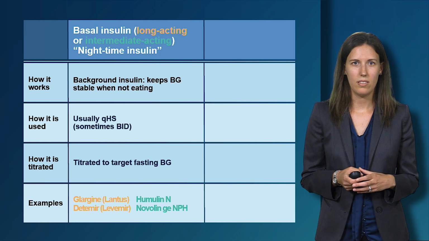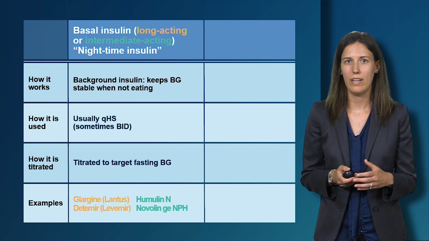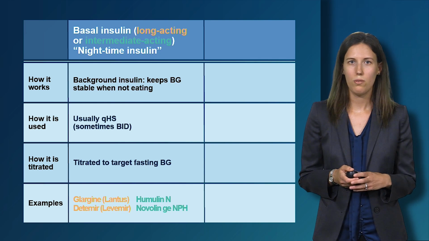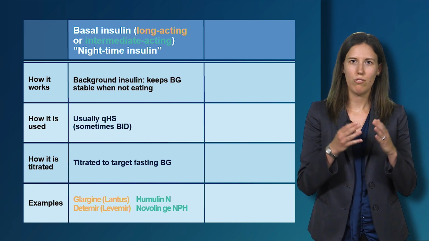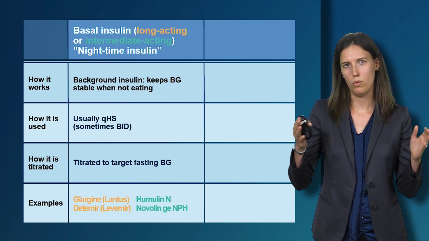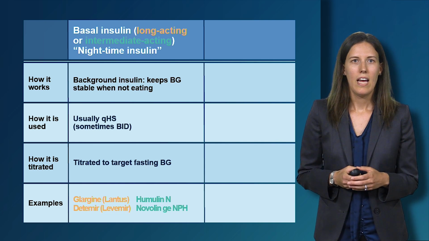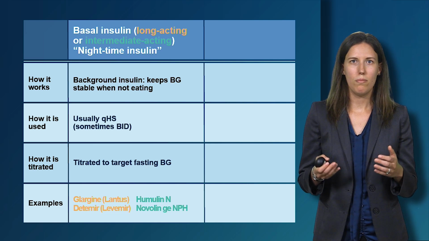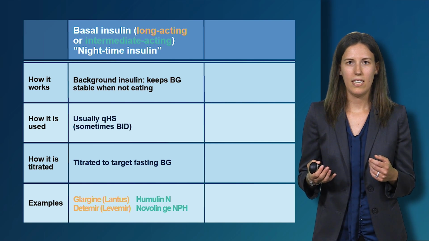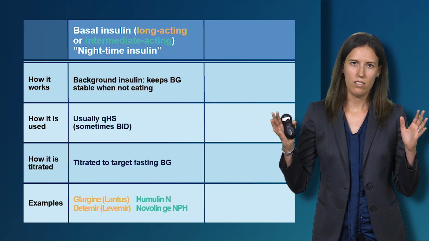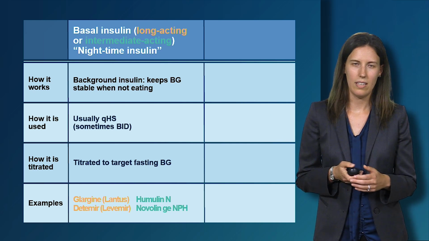Examples of these types of insulin include glargine, which is brand name Lantus, or Detemir, which is brand name Levemir, and these are both long-acting insulins that generally don't have a peak and last for almost up to 24 hours. Another type of basal insulin is intermediate-acting insulin. This is Humulin N or Novolin NPH. These two insulins last for a little bit, not as long as the Lantus and Levemir.